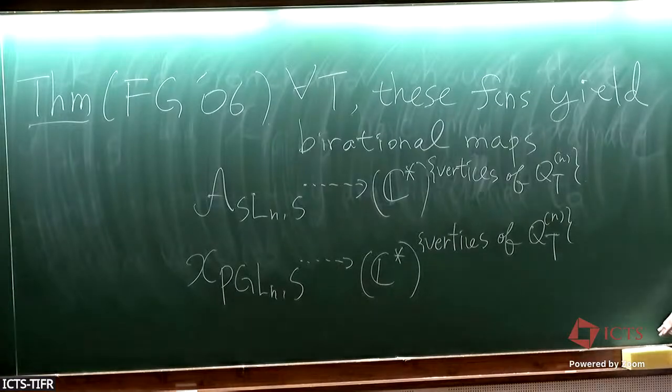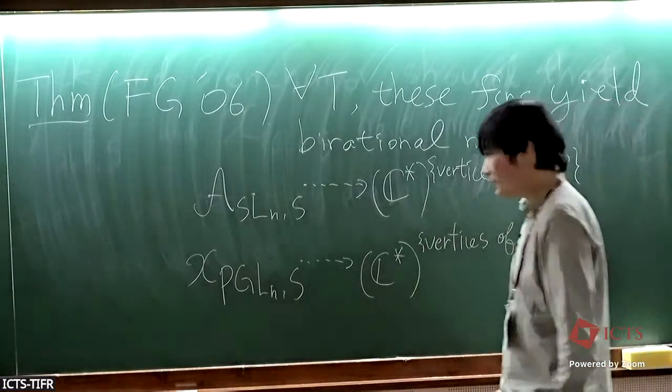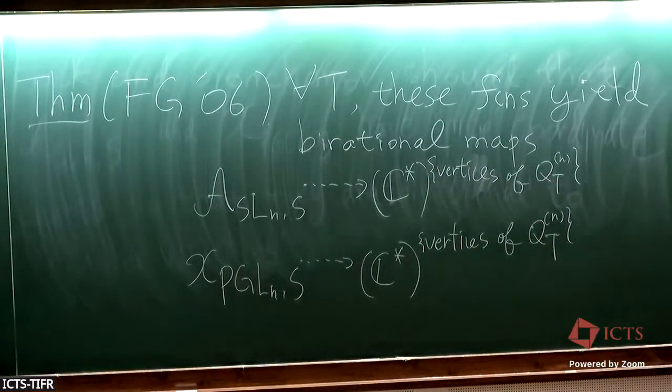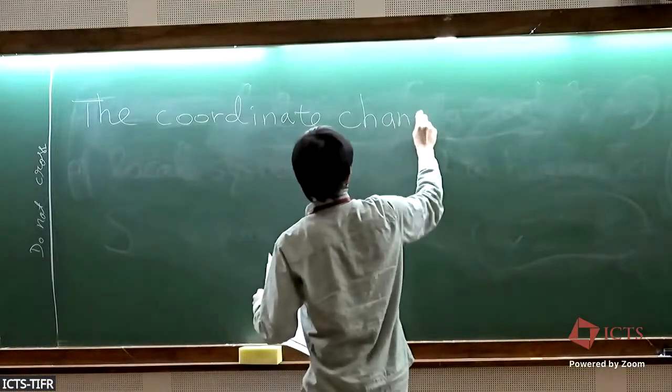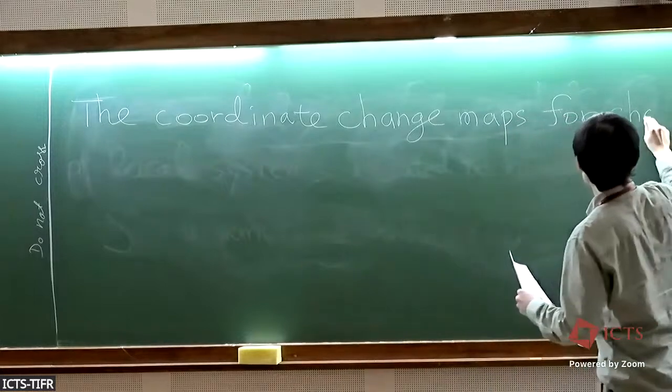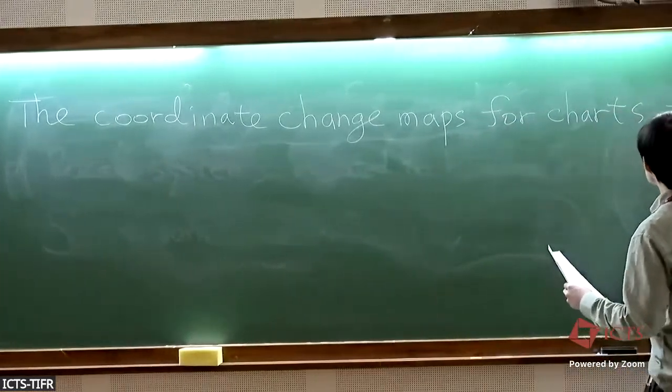But I want to say more than that, so I haven't finished writing down this theorem. The theorem also says what happens if you choose different ideal triangulation. And that's actually more important than just the statement that I wrote so far. So it's still part of this theorem. So coordinate change maps, transition maps, for charts for different ideal triangulations.